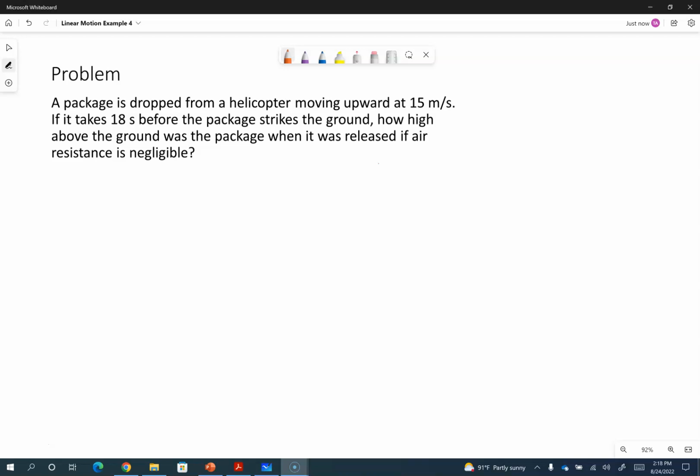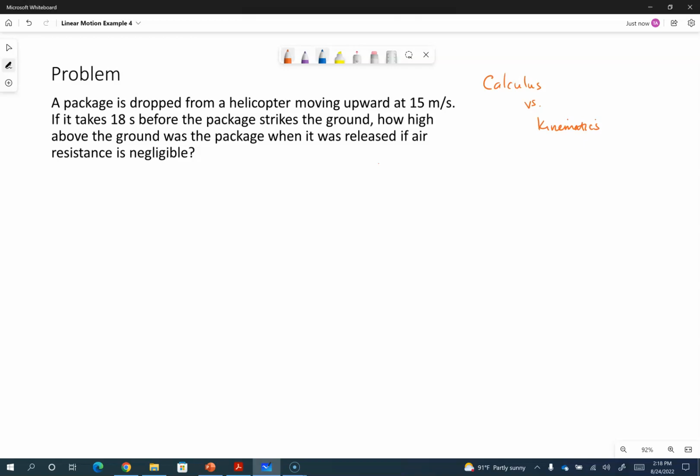We have another example here of linear motion. Go ahead and read through it. So similar to the previous examples, we need to decide if we need to use calculus relationships or if we can use kinematic equations.